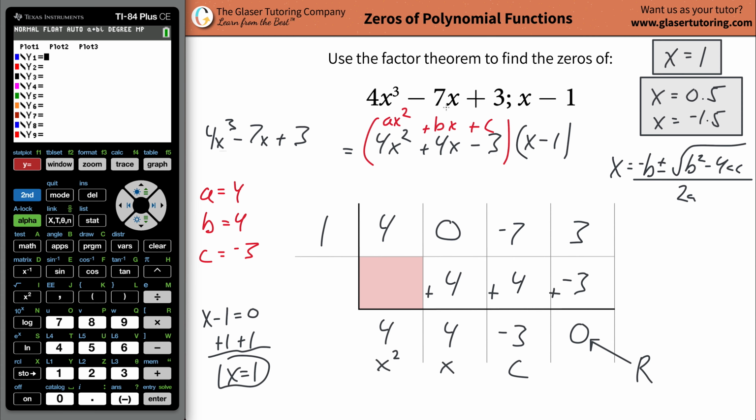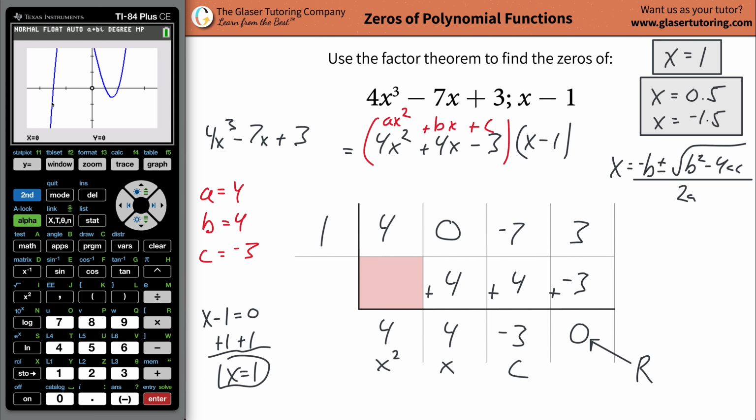Graph this function. Graph the 4x cubed minus 7x plus 3. And hit graph. Look. Let's zoom in a little bit. How many times does it cross the x-axis? 3 times, right? Now look, -1, -2. It looks like it's halfway in between -1 and -2. Oh, wait a minute. That's -1.5 roughly, right?